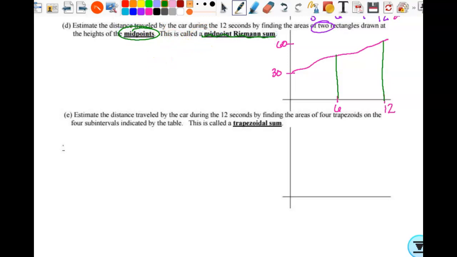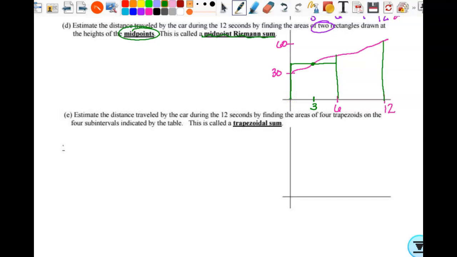or midpoint rectangles. So I have 2 intervals that are 6 units long each, right? So I go from 0 to 6, halfway is at 3. That's the midpoint of my interval. I find that on the graph right there. That's the height of my rectangle, so then I just draw it from the left and the right like so.